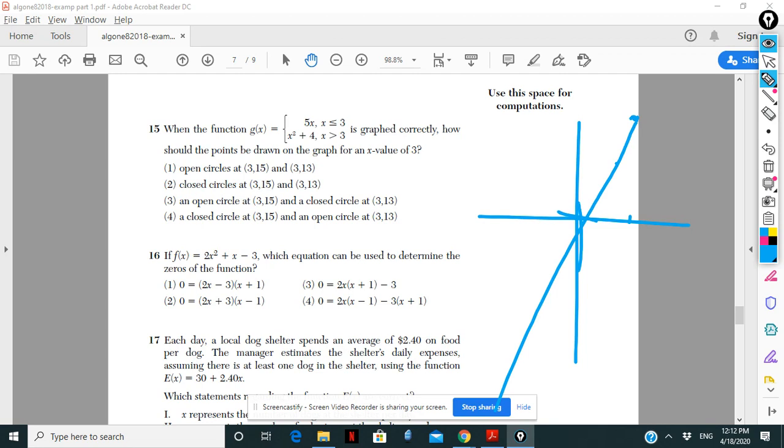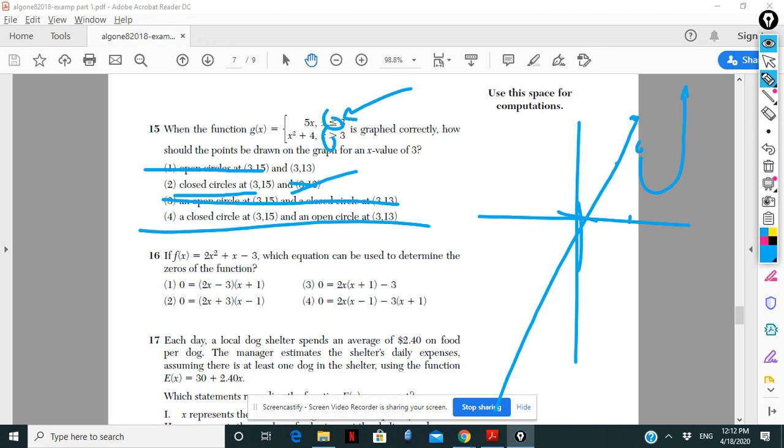Now, when it's more than 3, 3 squared is 9, 9 plus 4 is 13. It should be like here, and it should be open, and it's going to be like a parabola. Should the points be drawn on the graph for the x value of 3? Open circle? No, it should be a closed circle at 3 and 15 because I have the equal sign here. Closed circle, yes, but it doesn't close here because I don't have an equal sign on the second part. Open circle, no, so it's a closed circle and an open circle at 3, 13, so the answer is 4.